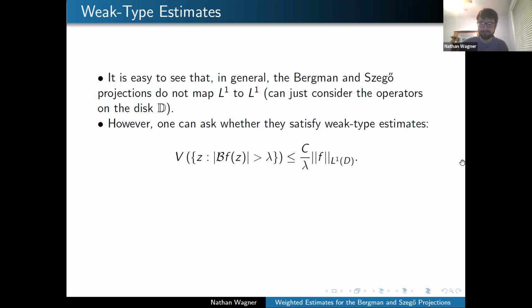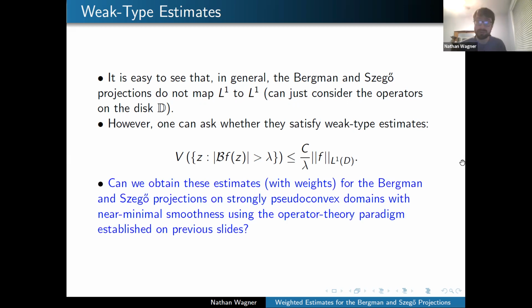And then you can also ask, can you get weighted weak type estimates for A1 or B1 weights? And in particular, Cody Stockdale and I were interested in doing this on strongly pseudo-convex domains with near minimal smoothness. So this is what I was presenting in the previous few slides, where we use this Kurzman-Stein factorization trick, this operator theory trick. And using this trick, you can also get weak type estimates, is the point.